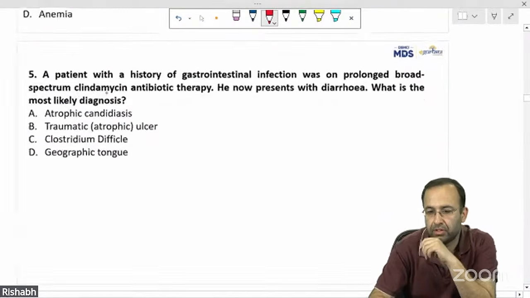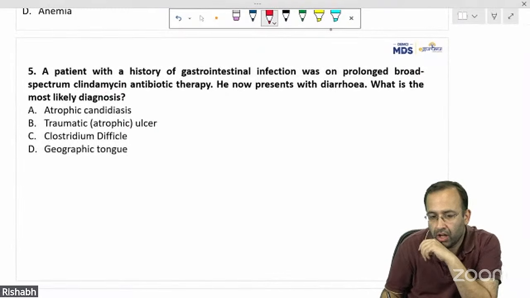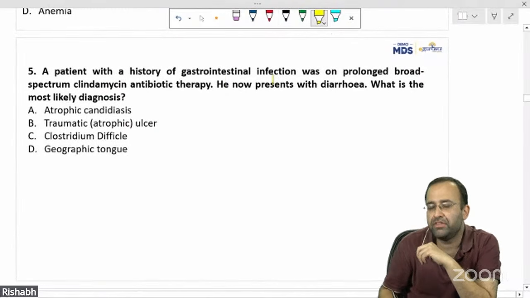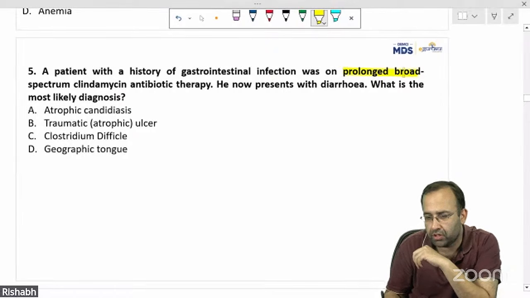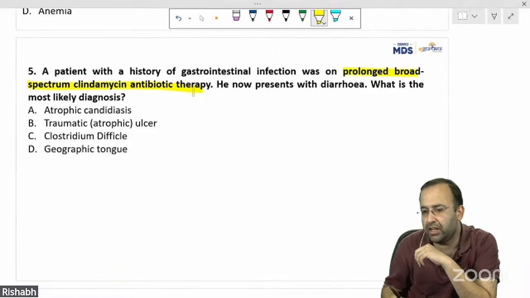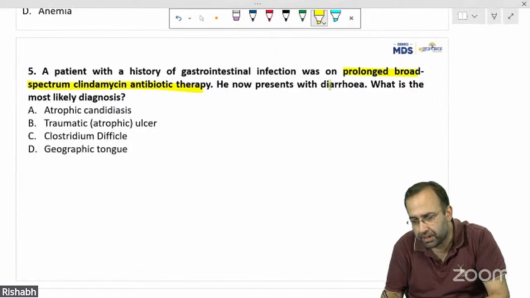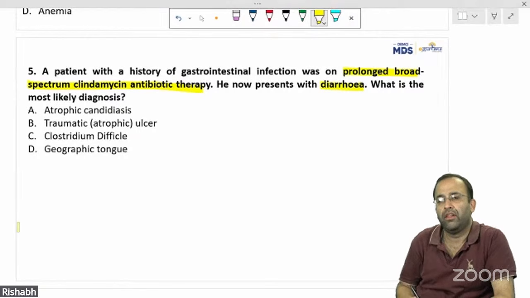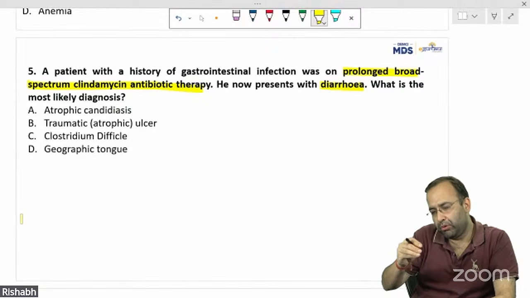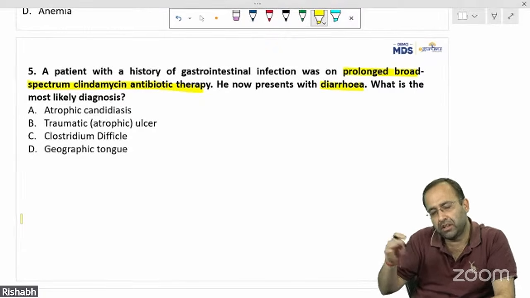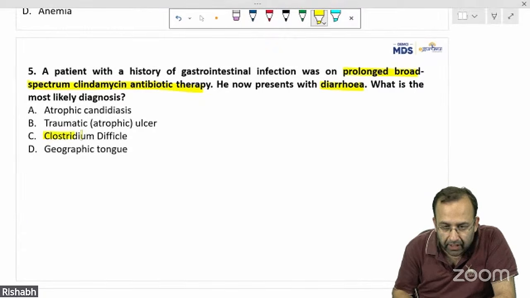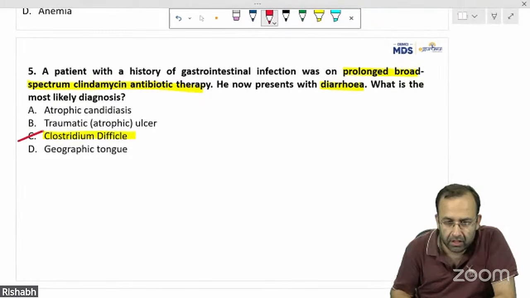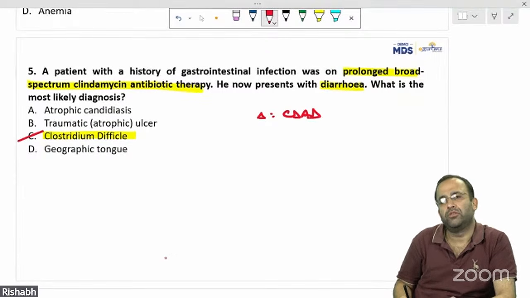Next question. Tell me this. A patient with history of GI infection was given prolonged broad spectrum antibiotic therapy. Clindamycin was mentioned, and now the patient is presenting with diarrhea. So after giving prolonged broad spectrum antibiotics, now complaining of diarrhea. It is a case of Clostridium difficile infection, CDAD, Clostridium difficile associated diarrhea.